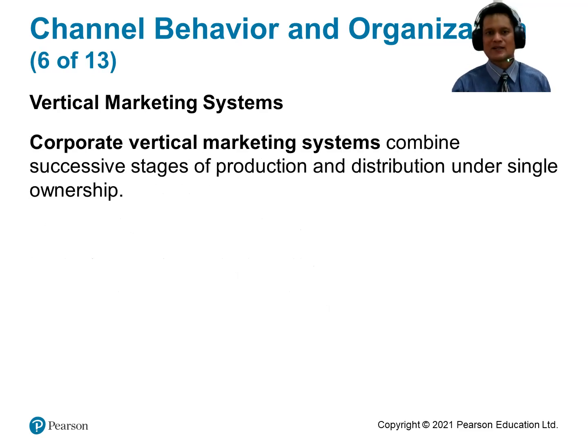The corporate vertical marketing system combines successive stages of production and distribution under single ownership. So that is the corporate vertical marketing system. They combine all the successive stages of production and distribution under one ownership.